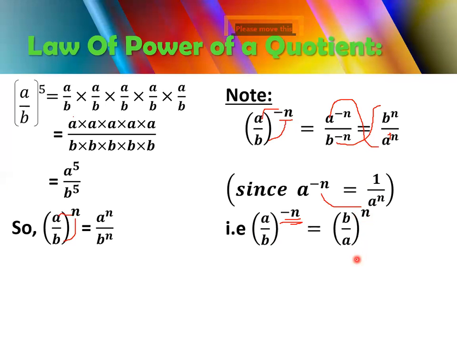Now move on to exercise number 2.4. Let's quickly go through some questions from exercise number 2.4. The question was to simplify. Here is question number 1, that is 3 upon 12.